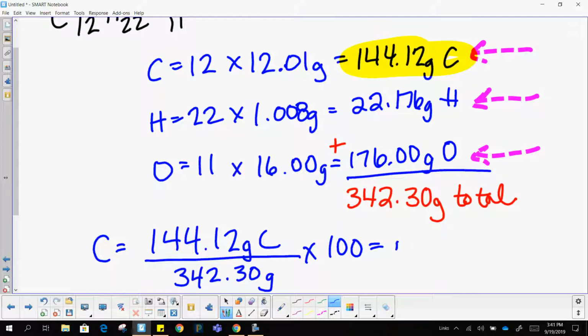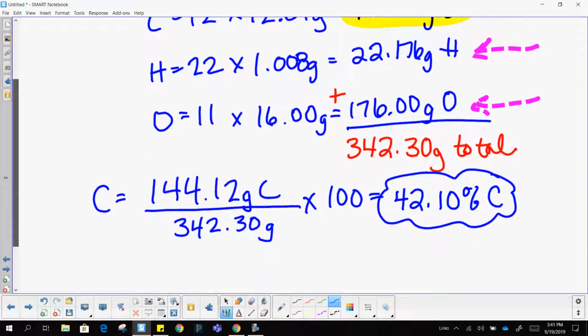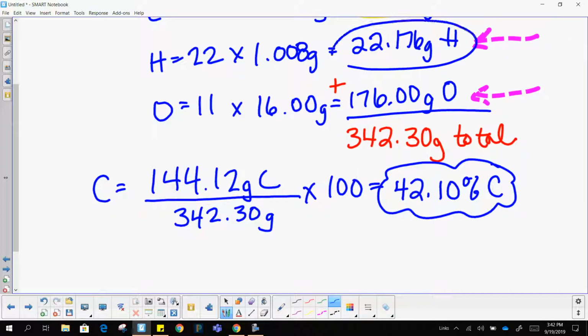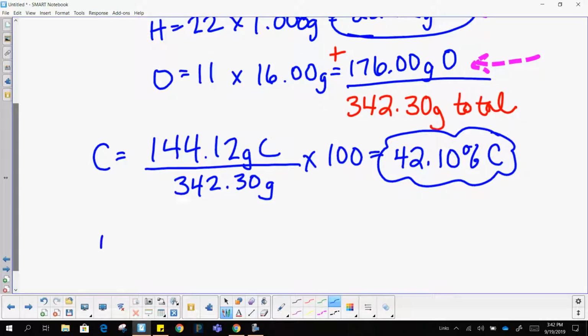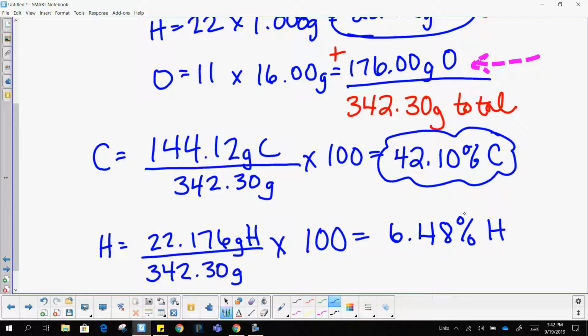And then we're going to multiply the answer by 100 to get our percentage. When you do that, you get a percentage for carbon that is 42.10%. Okay, we're going to repeat for the hydrogen, but now we're going to use the total hydrogen mass, which is here. We're going to take 22.176, divide it by the compound mass, which is 342.30 total, multiply this answer by 100, and when you punch that into your calculator, you should get 6.48% hydrogen.